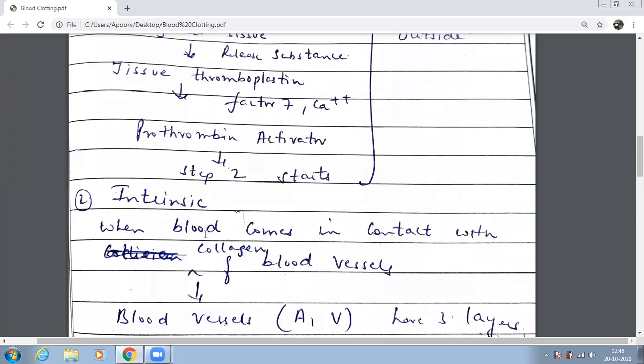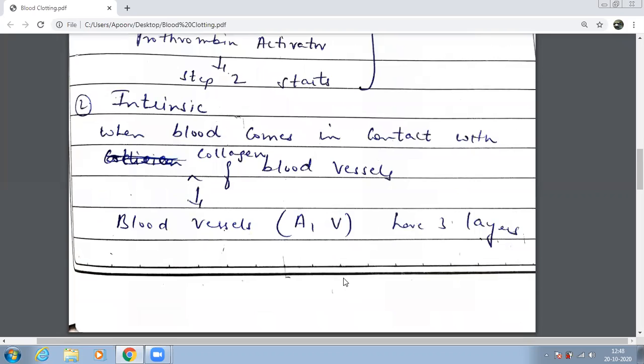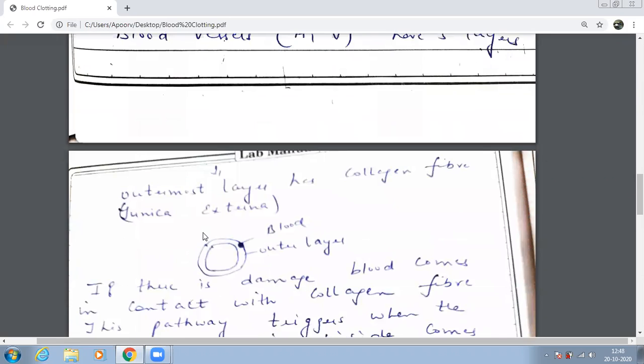See, beta, collagen is what? It's a protein which is found in the human body. Basically, remember about collagen that it's a protein which gives strength and structure to the body. Blood vessels have 3 layers, just now she has also told you. The outermost layer has collagen fibers. Which layer has collagen fibers? Outermost layer. The outermost layer of blood vessels is called tunica externa. What is it called? Tunica externa. External. So, collagen fiber is present in which layer?